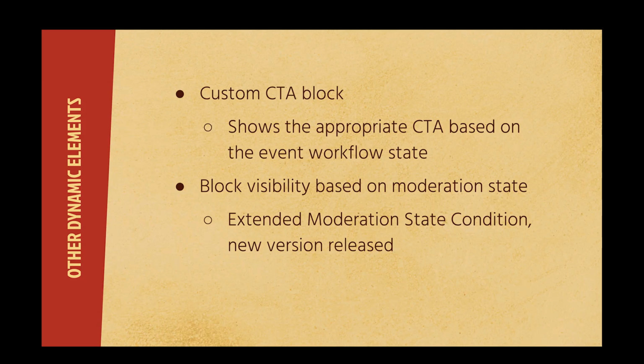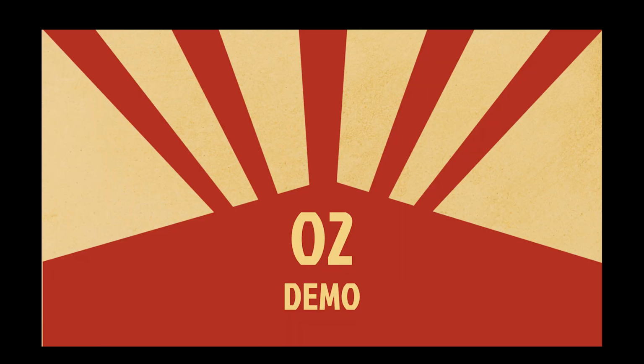There is also the ability, especially on the event listing page and the event detail page, to have block visibility based on moderation state. So there may be different, again, based on the stage of your event planning, different information you want to highlight, and that block visibility allows you to do that. There was an existing module called Moderation State Condition that worked with nodes but not taxonomy terms, but I was able to work with the maintainers of that to actually get a new release out that includes the ability to manage that for taxonomy terms as well.